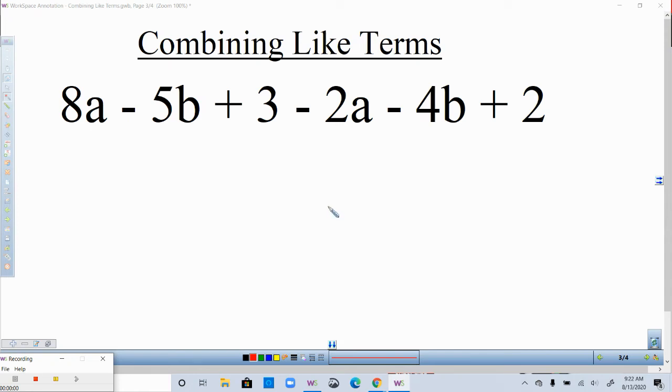Okay, so for today's warm-up, we're going to do a very quick explanation of combining like terms and then distributive property. This isn't going to be in depth. This is going to be very quick.